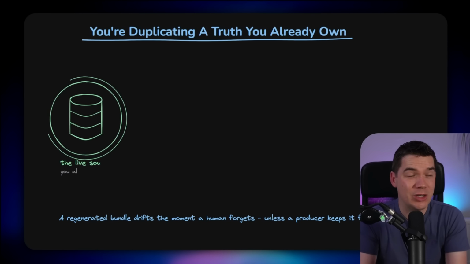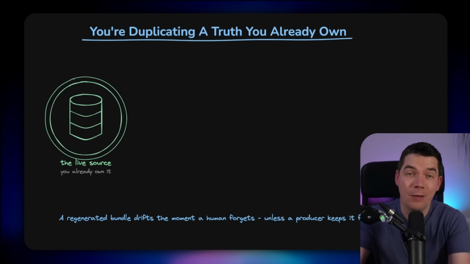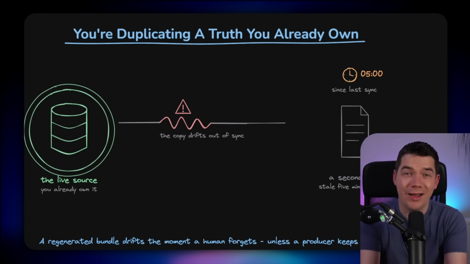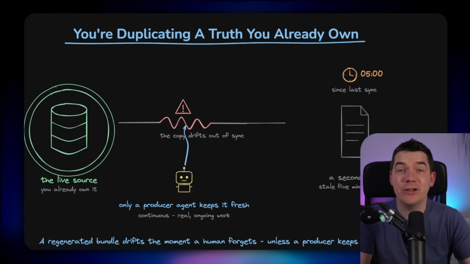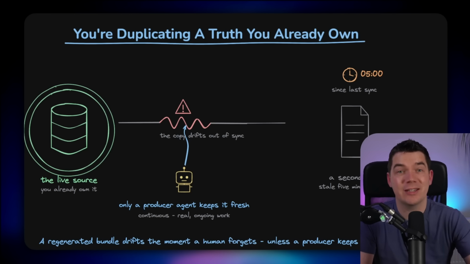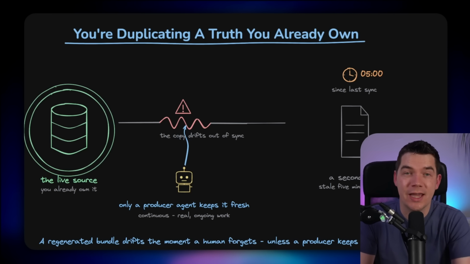And the reason for this is you are making a duplicate of your source of truth, which you already own, and that copy can essentially drift. I went into detail on this in our Pinecone Nexus video when talking about compiled knowledge layers. Because essentially a pre-compiled artifact could be stale 5 minutes after you create it. If the AI doesn't trigger the update, or if you forget to regenerate it, that bundle effectively is out of date, and then your context is out of date.